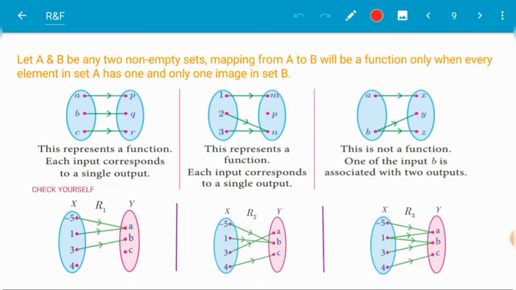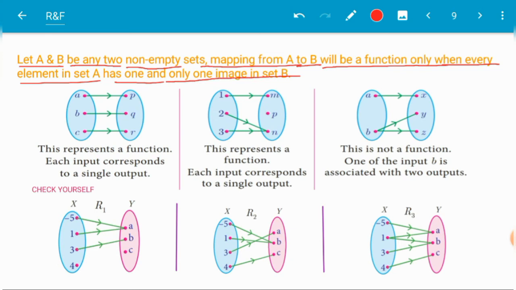Let's move. What is the definition? What I said before: let A and B be any two non-empty sets. A mapping from A to B will be a function only when every element in set A has one and only one image in set B. Every element in A. How many elements do we have? Suppose 4 elements, it means all 4 elements should have an image.